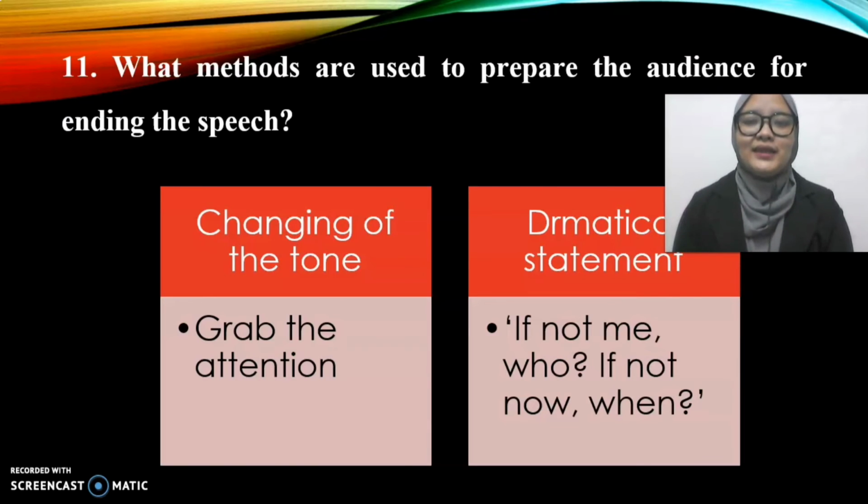From this, we can see that she let the audience acknowledge that she is already at the end of the speech when she encouraged the audience to step forward and stand with her fighting for gender equality. She also asked the audience, if not me, who? If not now, when? As a closing for her speech before she said thank you.